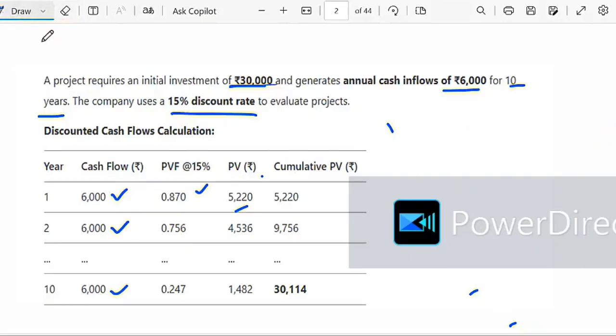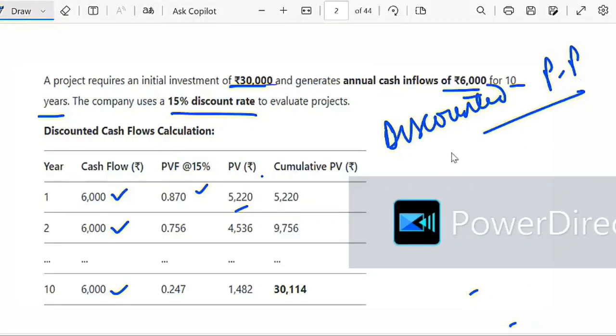But if we talk about this discounted payback period, let me write it down. Discounted payback period method, it takes time value into consideration. It takes the time value of money, right? It means that future cash inflows are worth less than cash inflows today. So we need to discount. And what is the discounting rate? 15%. And that is what has been done in this particular table, right? As you can see, the same thing has been done.